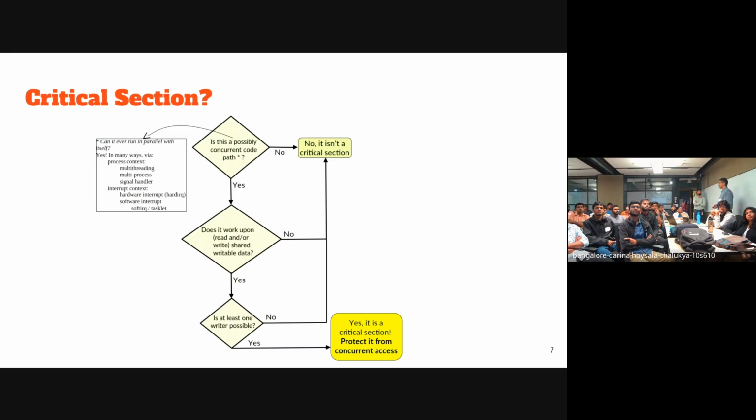So guys, I made one small flowchart, but I think it's useful. If we keep this by our side when we are working on these things and we answer these questions and the answer is it is a critical section, then what next? Protect it. Protect it from what? From concurrent access. That's it.